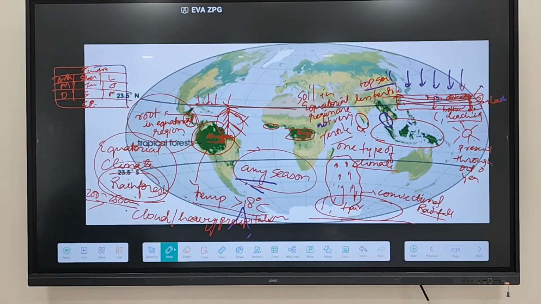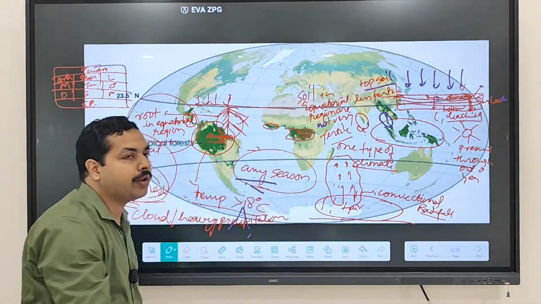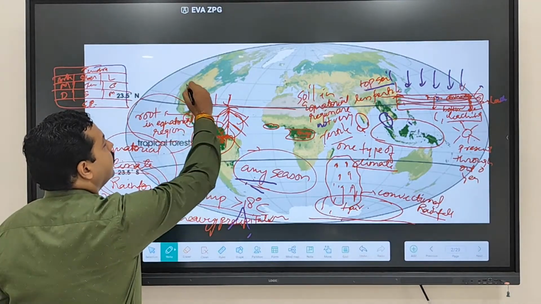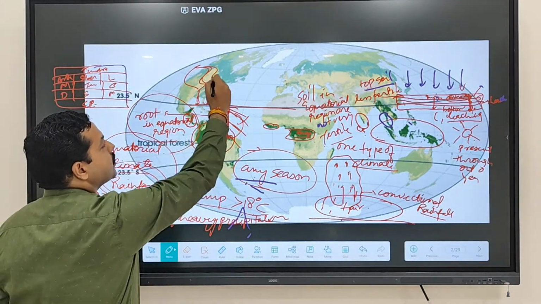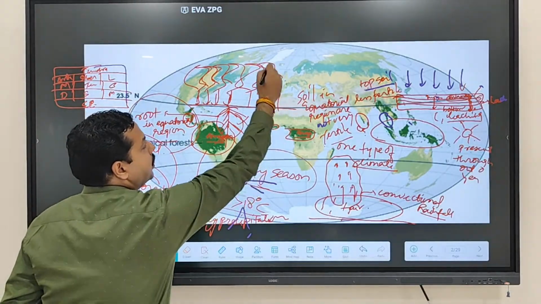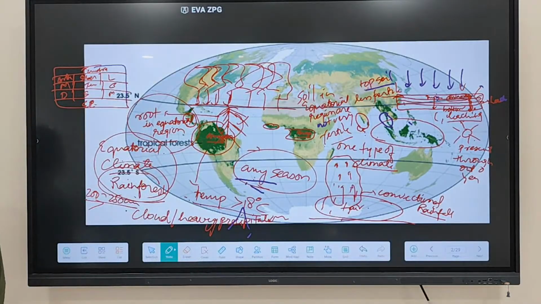But since a huge amount of rainfall is there, what will happen? Different plants can survive, because plants require water to survive. So if a huge amount of rainfall is there, many plants can survive. Clear? So that's why you'll find big plants growing in this particular equatorial region. Clear? Because there is no deficiency of water. As a result, a huge amount of plants grows in this particular region. Any doubt regarding this particular thing?